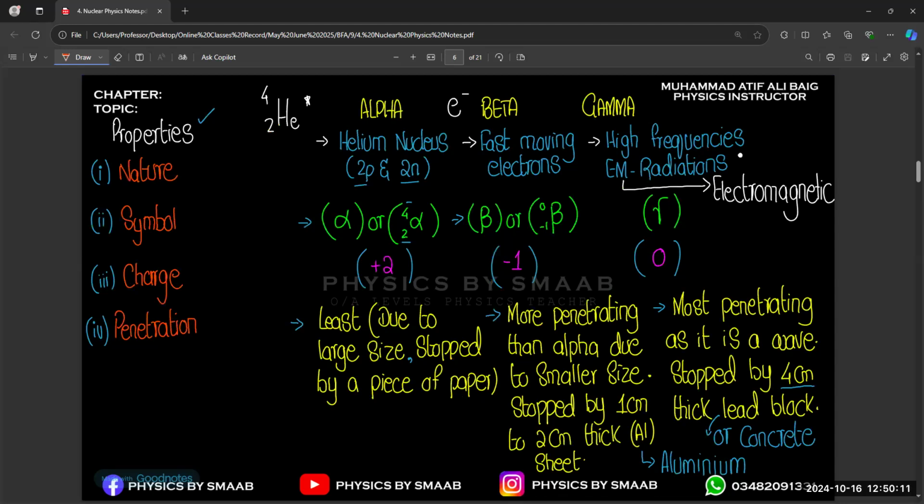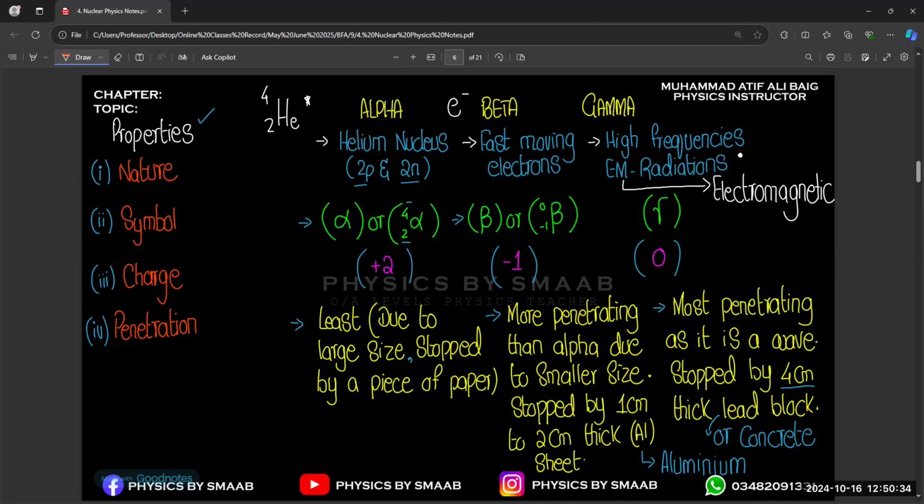You can see the penetration power. It can easily penetrate and pass through many objects. It is like X-rays, right? X-rays can easily pass through your body, but they cannot pass through your bones. Gamma is stronger than X-rays, so it can easily pass through your bones also.